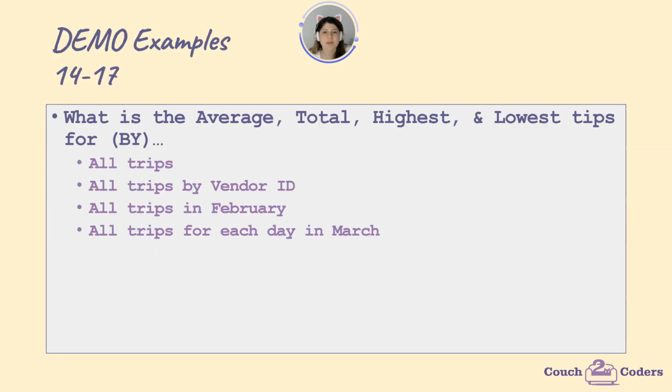For this lesson, I'm going to run through a bunch of different examples, finding the average, total, highest, and lowest tips for our group by for different dimensions. So first we're going to look at all of our trips, trips by vendor IDs, all of our trips in February, and then all trips for each day in March. And I'm going to go through these pretty quickly.